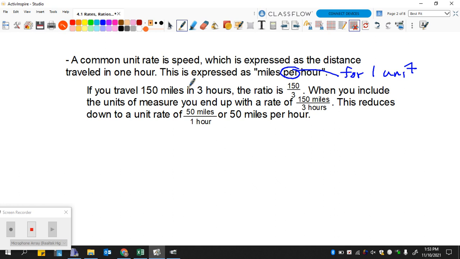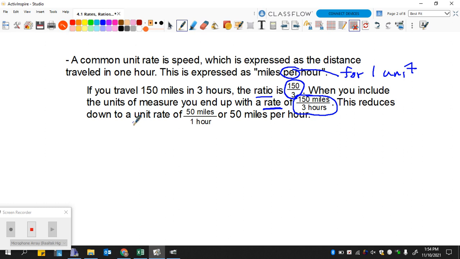So if you travel 150 miles in 3 hours, the ratio is 150 over 3, or 150 to 3. You notice that there are no units of measure there. Once you include the units of measure, you end up with a rate. This up here is a ratio. Here you end up with a rate of 150 miles in 3 hours. You notice the numbers are exactly the same. The only thing that's changed is that you have the units of measure.